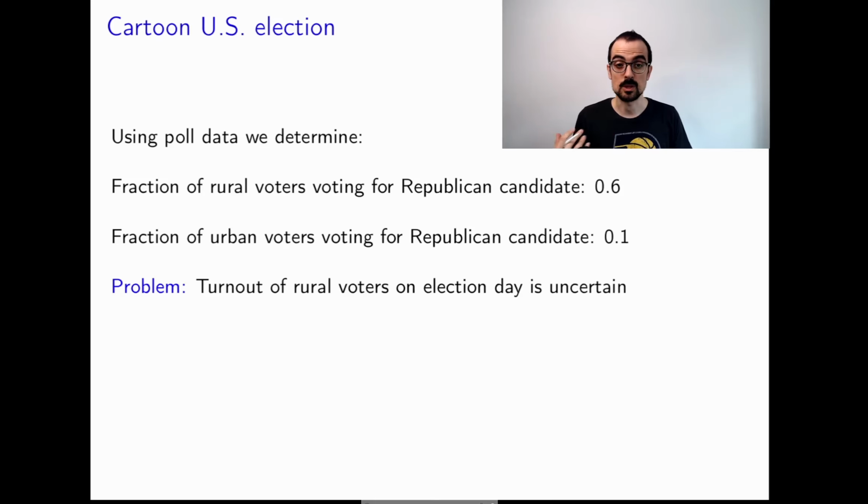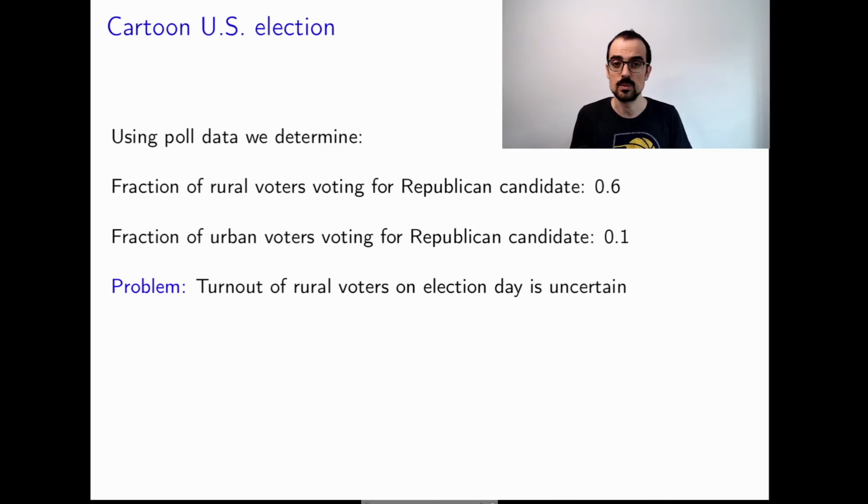What is the problem? The problem is that we don't know how many rural voters are going to show up on election day. That's uncertain. And by the way, this is a big thing in predicting elections, at least where Trump has taken part. It's actually very difficult to predict what kind of voters are actually going to show up on election day, which is one of the reasons why predictions have been somewhat inaccurate.